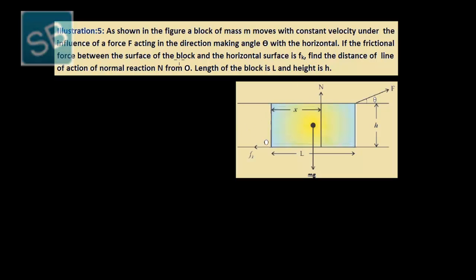If the frictional force between the surface of the block and the horizontal surface is Fk, then we have to find out the distance of action of the normal reaction, that is capital N, from the origin O. So we have to actually find out this distance. And here the block does not perform rotational motion.